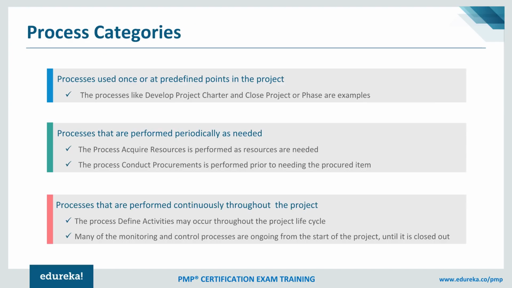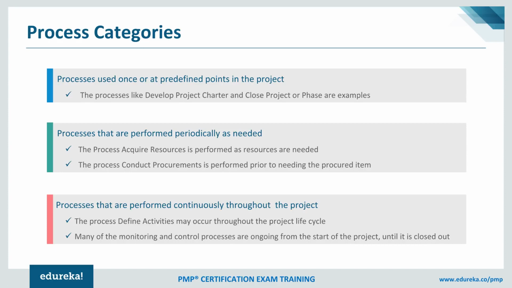So we've just seen a bit on process groups, then knowledge areas. Now let's talk a bit about processes. The various processes that we just saw, there are 49 of them. Now, there are a few things that I just wanted to highlight about them. You'll find some processes are used only once or at a predefined point in the project. An example could be project charter or close project or phase.